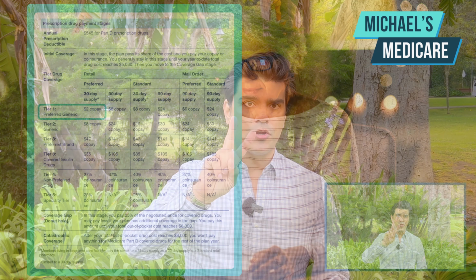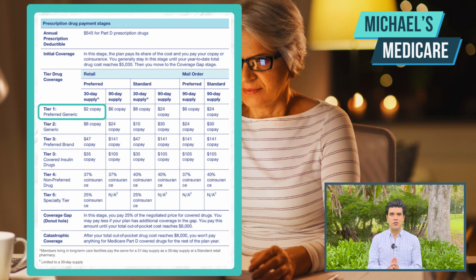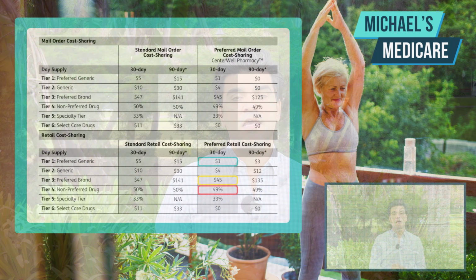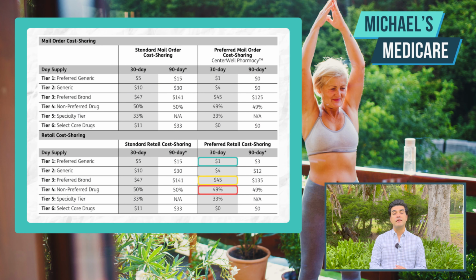So in this specific plan, the cost for prescriptions picked up from a preferred retail establishment for a month's supply is a $2 copay for a tier 1 medication, a $35 copay for a tier 3 medication, and a 37% coinsurance for the cost for a tier 4. If we look at the separate Part D plan like we have here, then we can also see that for a monthly supply at a preferred retail pharmacy, a tier 1 medication has a copay of $1, a tier 3 has $45, and a tier 4 has a 49% cost sharing or coinsurance.